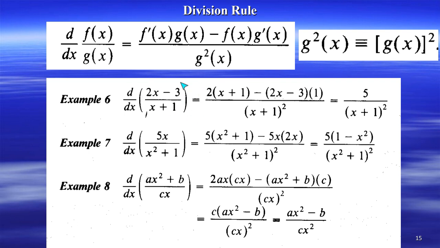Well, if we have a rational function like (2x − 3)/(x + 1), its derivative with respect to x would be the derivative of the numerator 2x − 3, which is 2 − 0, which is 2, times the denominator x + 1, minus the numerator itself 2x − 3, times the derivative of the denominator, which is 1 + 0, which is 1. You see? And the whole divided by the denominator squared, (x + 1)².